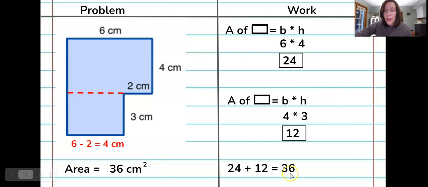Make sure you have those done in your notebook because remember, you're going to have to take a picture of your work for the very first slide when you open your slides today. And then you're going to have slides just like these where you are finding the area of a parallelogram or sometimes finding the area of an irregular shape like this.